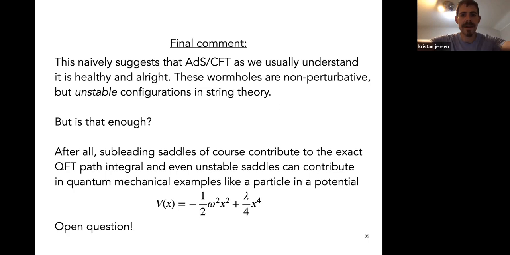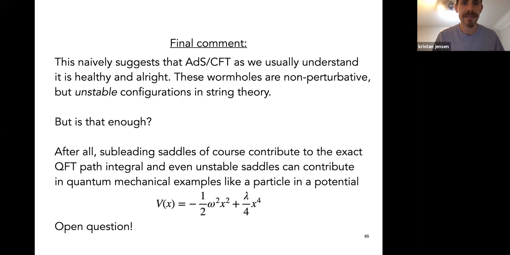For instance, quantum mechanics with the quartic potential. And something that bugs me is that I just don't know how to prove it yet. I'd like to be able to prove that these instantons we're finding don't contribute to string theory in AdS5 times S5, period. Not just that they're unstable, but that they don't contribute at all. And I don't know how to do that.